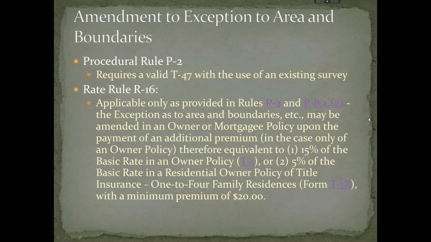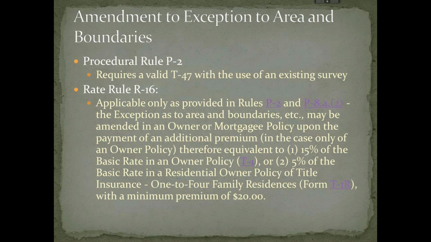Now, as far as the procedural rule and the rate rule, as far as how much money we have to collect and what we need with it, right? So we're going to start with procedural rule P2. That's saying that you need to have a T47 along with an existing survey if you're to be issuing the amendment to exception to area and boundaries, right? So if you're getting an existing survey and they're purchasing the survey coverage on the contract, not only is the T47 a requirement under the sales contract, but now it becomes a requirement in order for us to actually issue that endorsement, right? So on the TREC 1 to 4 family form, where it has that checkbox for the area and boundaries will be amended at the expense of the buyer or seller, that's really what this is saying.